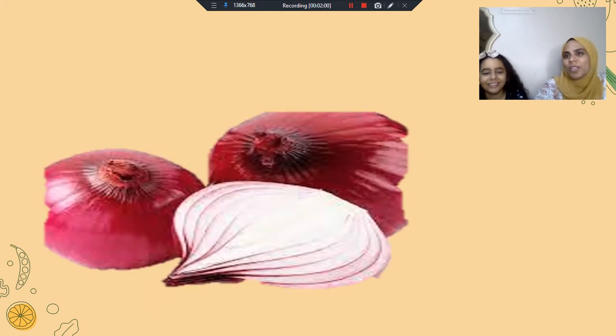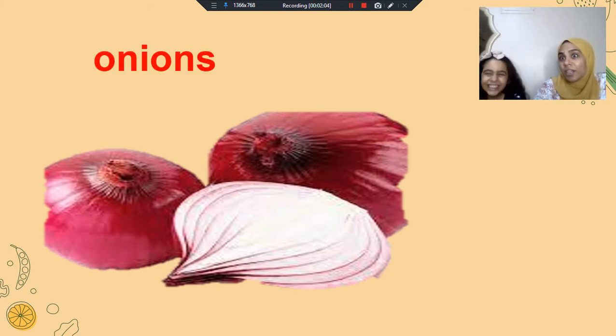Right. And what about this one? Onions. We use it for salad too. Right. Excellent. And when we make any food or we cook, we need onions. It's very important. And garlic too. It makes the food taste good. So when we cook any meal, we need it as an ingredient. It's the most important ingredient in cooking.